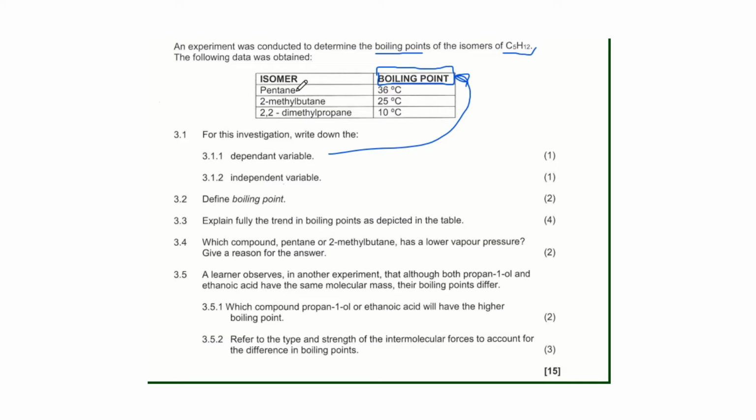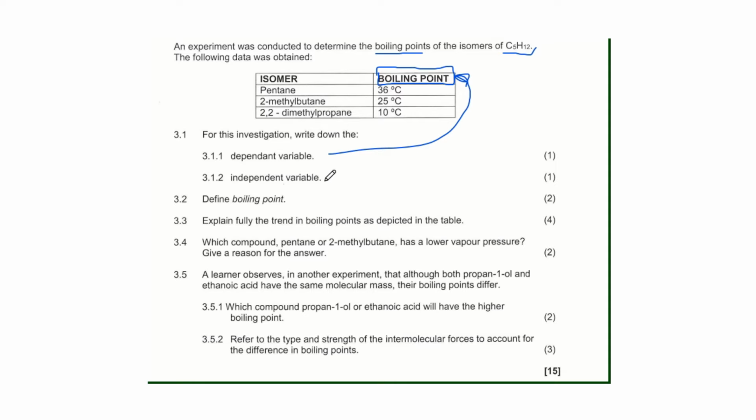If the branching increases, now you can see pentane has a straight chain, but if we increase the branching, then automatically it will affect the boiling point, which will go down. And when the boiling point goes down, the pressure goes up. In other words, the vapor pressure at the highest boiling points is low, and vice versa.